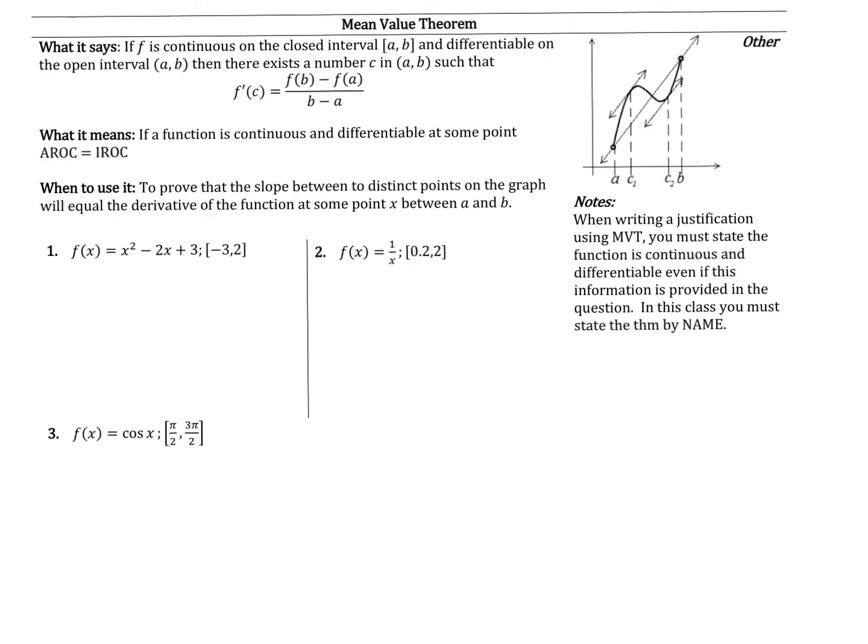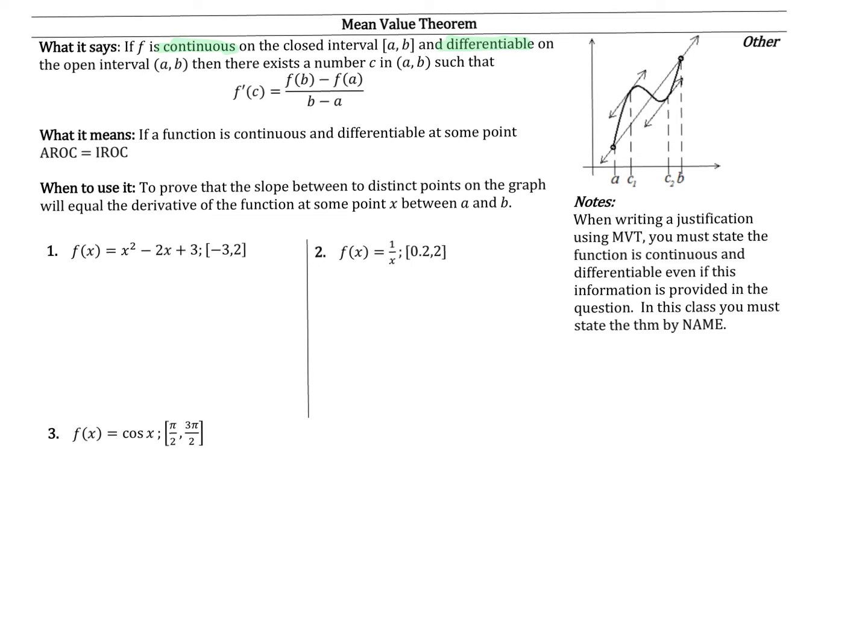The next theorem we're going to talk about is the mean value theorem, and the mean value theorem does relate to derivatives. What the mean value theorem says is if f is continuous on the closed interval from a to b and differentiable, so two conditions, continuous and differentiable, both of those are going to need to be stated, and differentiable on the open interval, because something can't be differentiable on a closed interval, then there exists some c in the open interval such that f prime of c is equal to f of b minus f of a over b minus a.